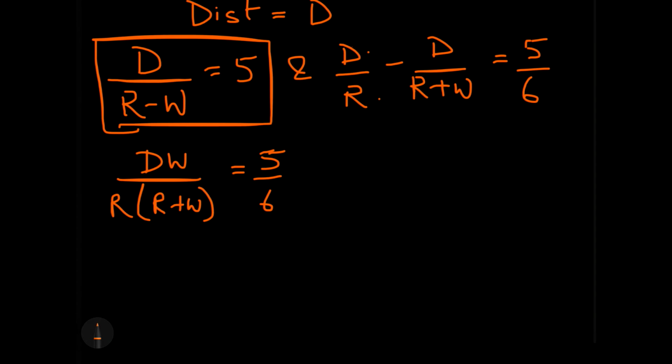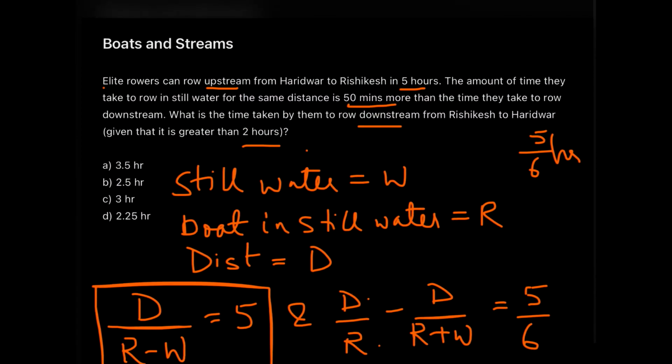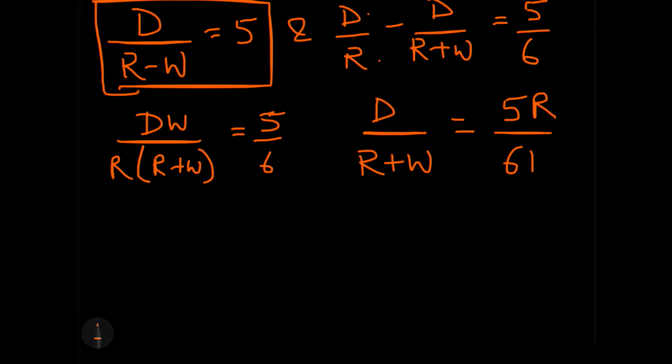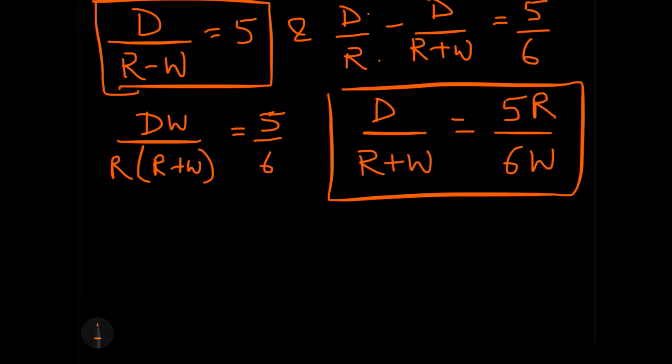All right. So dw by r into r plus w is equals to 5 by 6. Now, do you remember what we need in the question? We actually needed the time taken to go downstream. So the time taken to go downstream will be distance divided by r plus w. So if I just want to keep these numbers over here, I would be shifting the other numbers to the other corner by cross multiplication, and I'll be left with 5r by 6w. Now this is something which we need. So please remember this. This is very, very important.